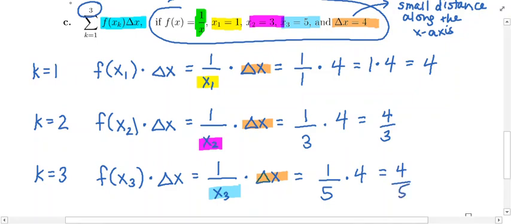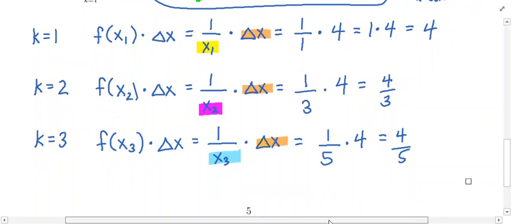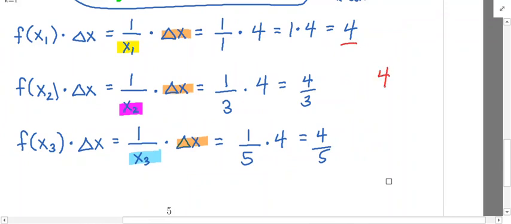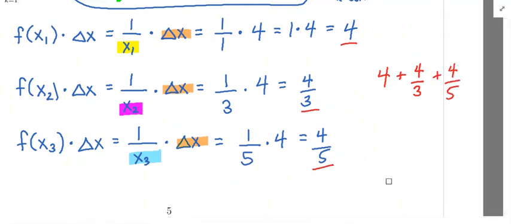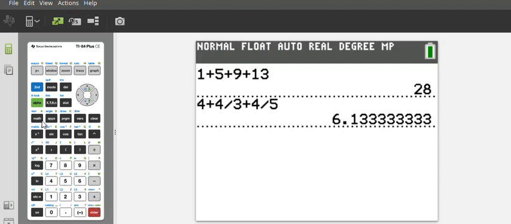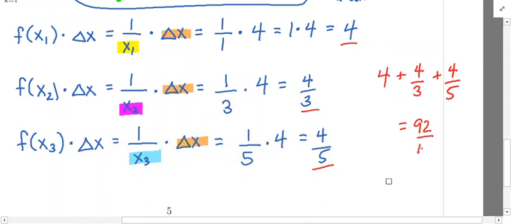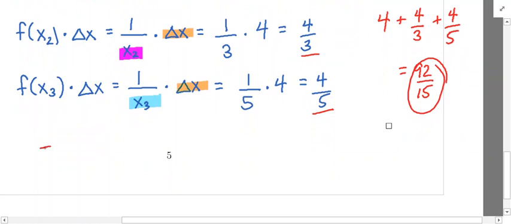We're done because 3 is the largest k value that we can go to according to the upper limit of summation. To evaluate the series, we need to add up these 3 terms. So we need to take the 4 and add 4/3 and add the 4/5. Let's go to the calculator. We're going to have 4 plus 4/3 plus 4/5. We get a nasty decimal, so let's hit math, option 1 to convert it to a fraction. So this series converges to 92 over 15. That's the answer here. I will write at the bottom here, this series converges, because it's finite, to the number 92 over 15.